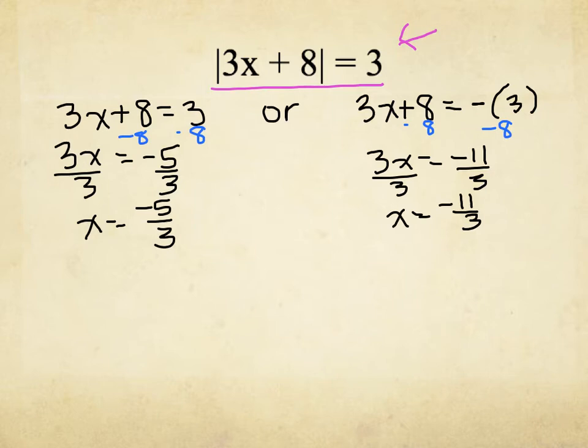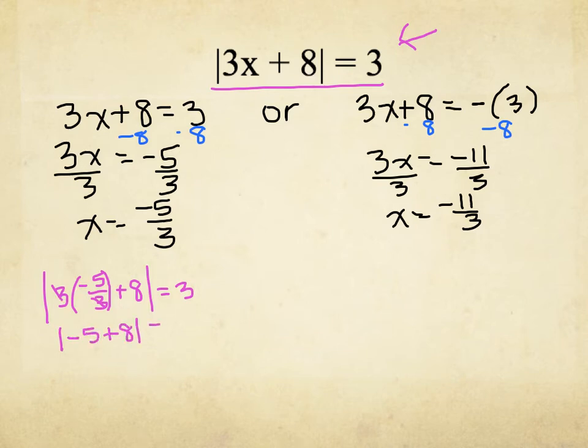So I'm going to check over here, the absolute value of 3 times negative 5 thirds plus 8 equals 3. So cross cancel. I get negative 5 plus 8 equals 3. And that is 3 equals 3. So that's good. This is a solution.